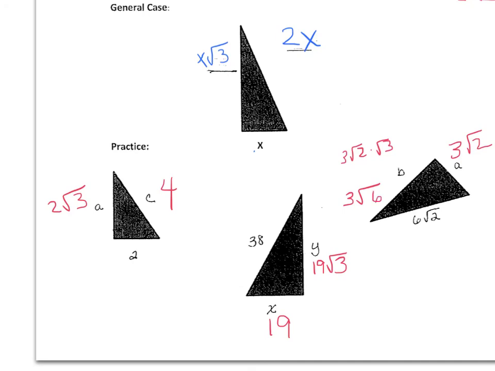And now you have the last special triangle, a 30, 60, 90. If you have the short side, the long side is short times square root of 3, and the short side times 2 is the hypotenuse.